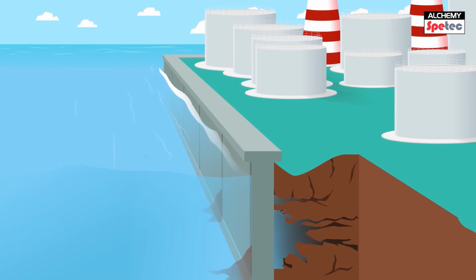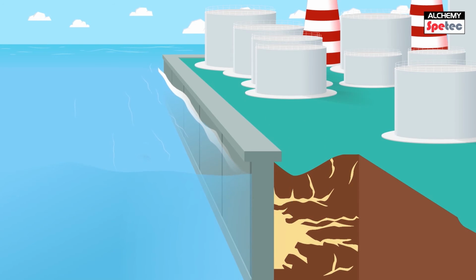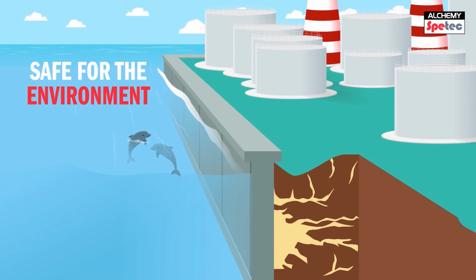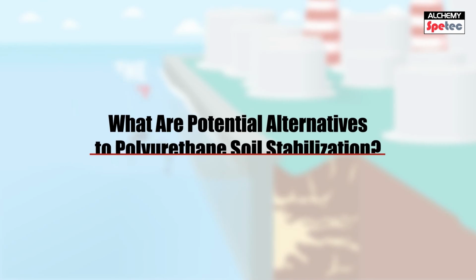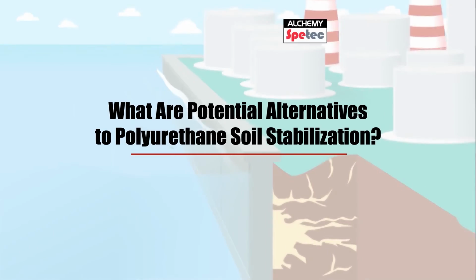In order to protect a seawall, a contractor can inject Alchemy SpeedTech Soil Stabilization Resins to fill voids, displace water, and stabilize loose soil into a solid mass, relieving the pressure on the seawall. These products have been tested and certified to meet the requirements of NSF ANSI 61 and are certified safe for contact with drinking water. What are potential alternatives to polyurethane soil stabilization?